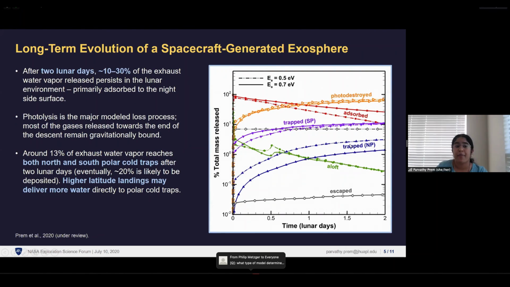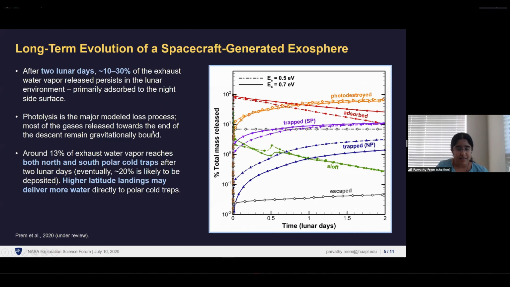We can also look at what happens in the long term. This rather busy figure here shows the fate of exhaust water vapor over the course of 2 lunar days. If we walk through this line by line, you'll notice that after 2 lunar days, if we look at these red lines that I'm pointing to, between 10 to 30% of the water vapor that was released is still in the lunar environment. 2 lunar days, that is 2 months later. Most of this is absorbed to the night side surface, which acts as this safe harbor for migrating volatiles. A small amount is also aloft and migrating to the poles or on its way before it's photo-destroyed.